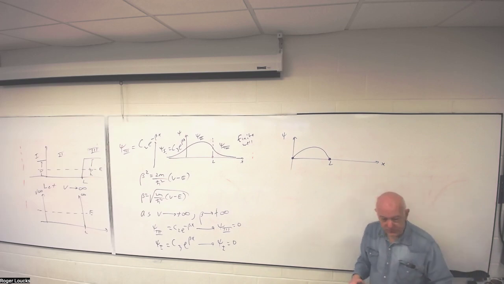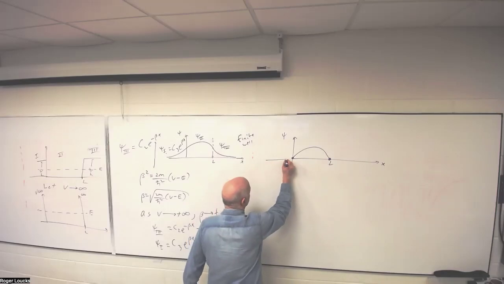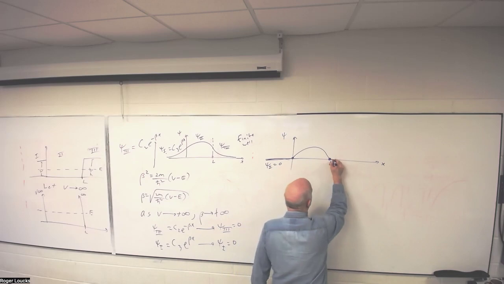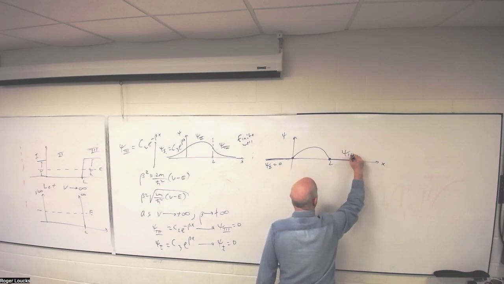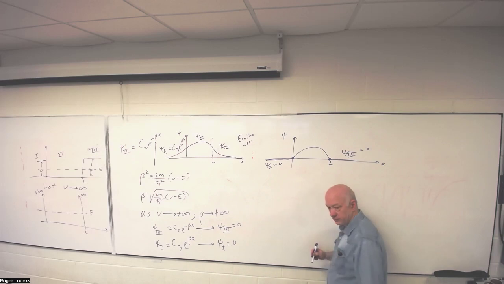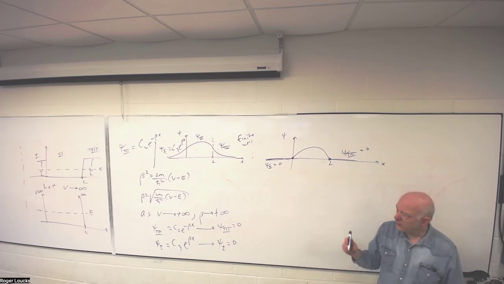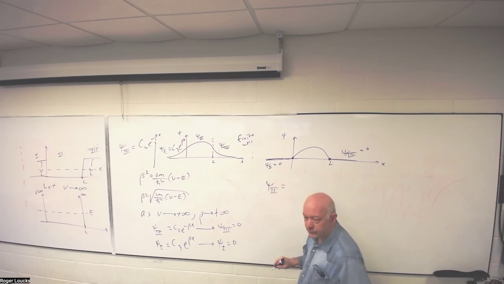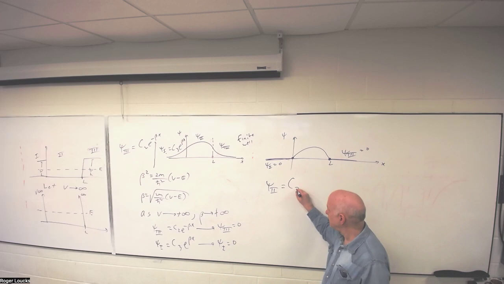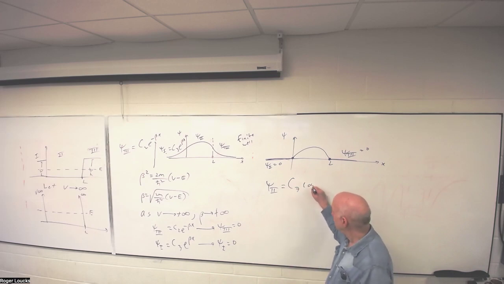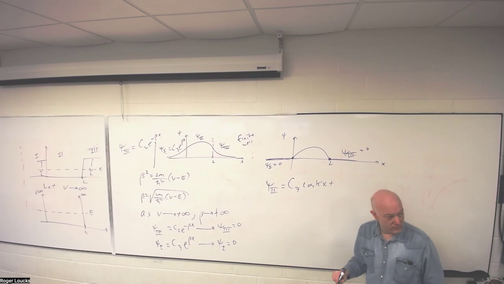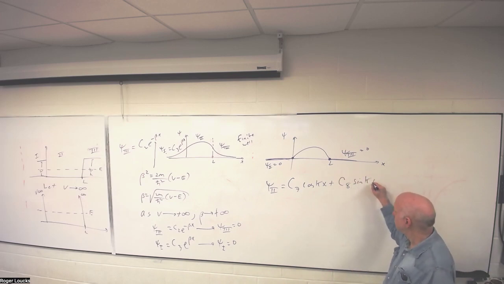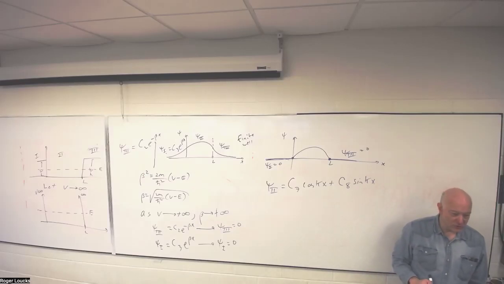This becomes important. Let's see what happens. So our psi 1 is 0, psi 3 is 0. What did we say psi 2 is? C7 cosine of kx plus C8 sine of kx. Okay, we're going to have some magic occurring here. Get ready.